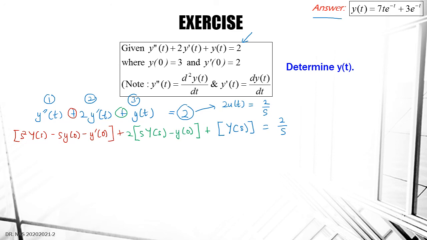Okay, next replace y naught and y prime naught. y naught equal to 3 and y prime naught equal to 2. Same goes to this one, y naught equal to 3. Next you need to simplify the equation until you get your Ys equation. Next, perform inverse Laplace transform of Ys to get your final answer in yt.